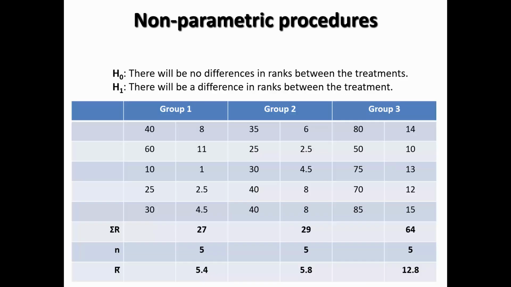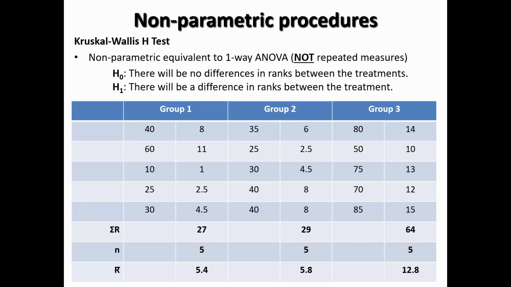And the test that will be used to carry this out is what's called the Kruskal-Wallis H test. And this is the non-parametric equivalent to the one-factor or one-way analysis of variance. And note, this is not a repeated measures design, so the individuals assigned to each group only reside within those three groups. And we're going to evaluate the null hypothesis that there will be no differences in the ranks between the treatments. Once again, we're evaluating the individual's perception of pain along that 0 to 100 millimeter scale.